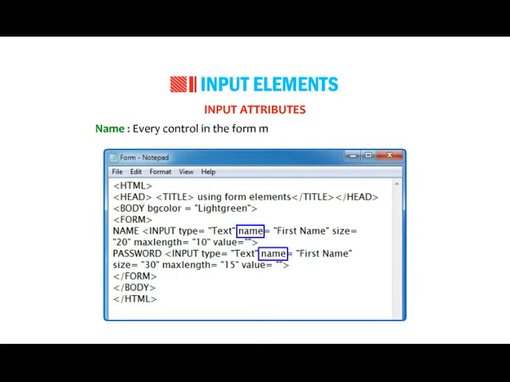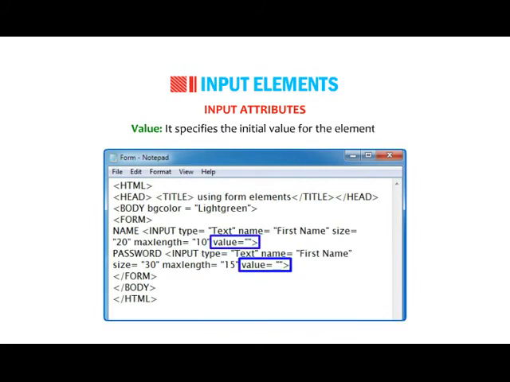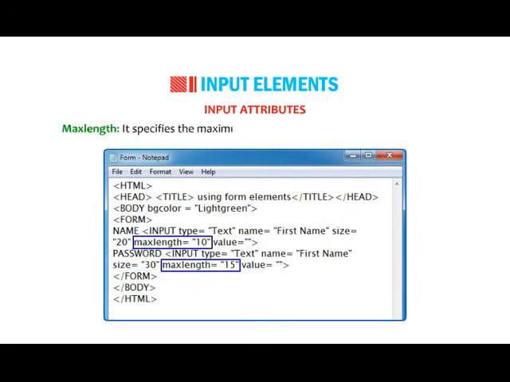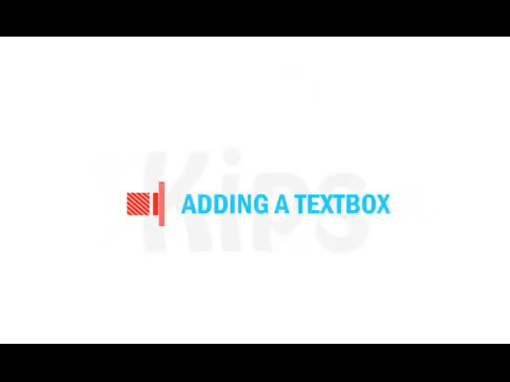Name. Every control in the form must have a name to identify it. The name attribute specifies the name of an input element. Value. It specifies the initial value for the element. Size. It specifies the width of the input field. Maximum length. It specifies the maximum number of characters for the input field.